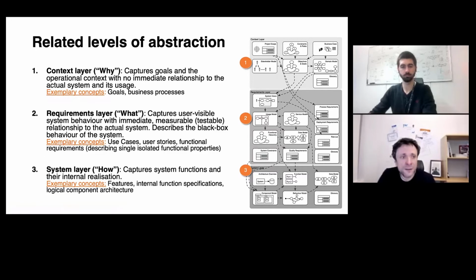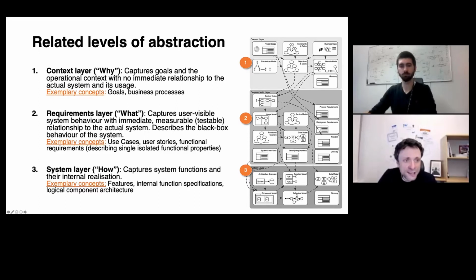The levels of abstraction that you can see here, you know already. We distinguish the context layer that gives answers to the why question. So why do we need something? We have the requirements layer that specifies user-visible characteristics of a software system. So what should be done? We have the system layer that specifies how it will be implemented, the glass box view on a software system.